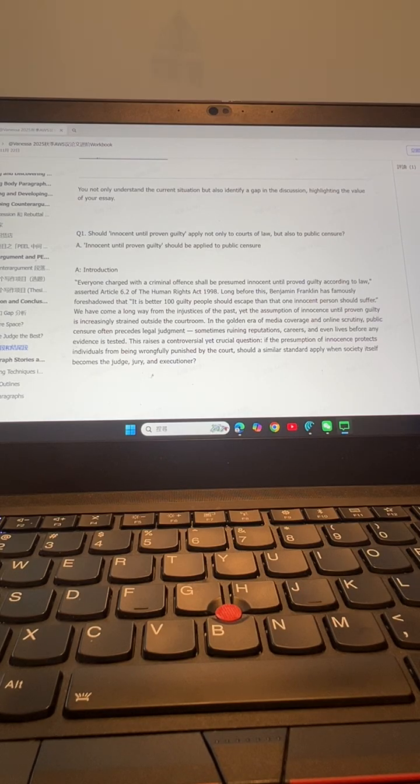This is the gap, right? In the golden era of media coverage and online scrutiny, public censure always precedes legal judgment, sometimes ruining reputations, careers, and even lives before any evidence is tested. Is that the gap? You can try to make some, I'm not going to say correction, but some improvement.